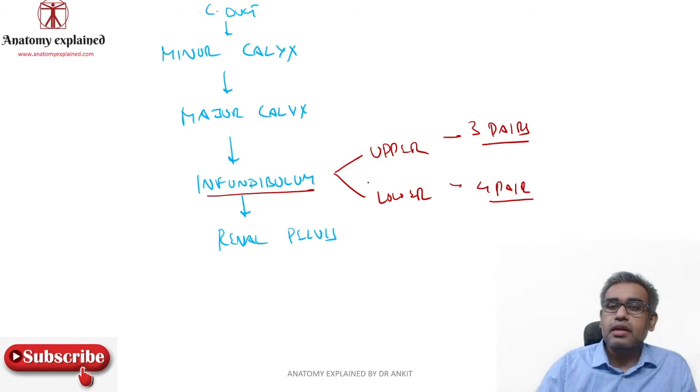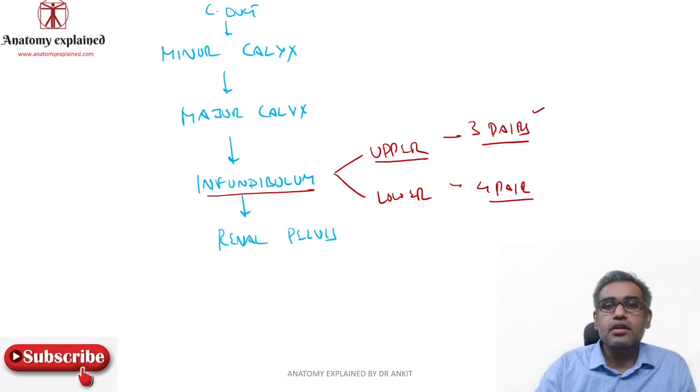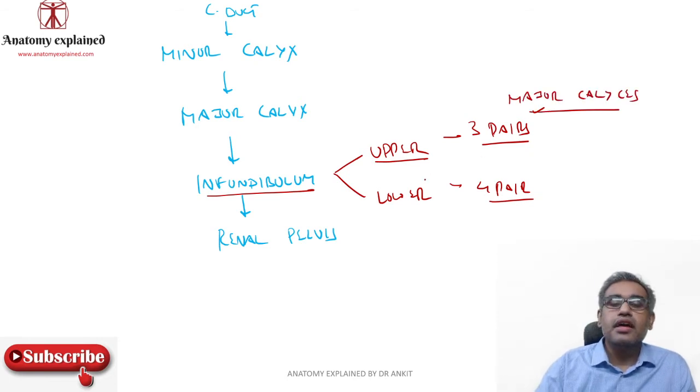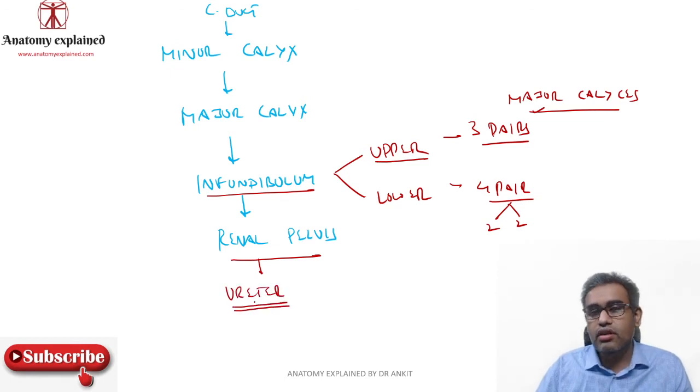Sometimes, instead of two, there is a third one, so you have upper, middle and lower. In that case, the upper one will be draining 3 pairs of major calyces, and the middle and the lower one will have two pairs each. So instead of 4, it could divide into 2 and 2 pairs if there are 3 infundibula, and they finally drain into the renal pelvis. The renal pelvis will then finally continue as the ureter. Now where does the renal pelvis continue as the ureter? We'll look at the diagram.